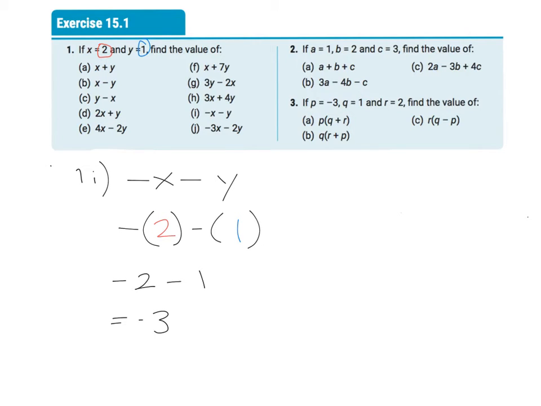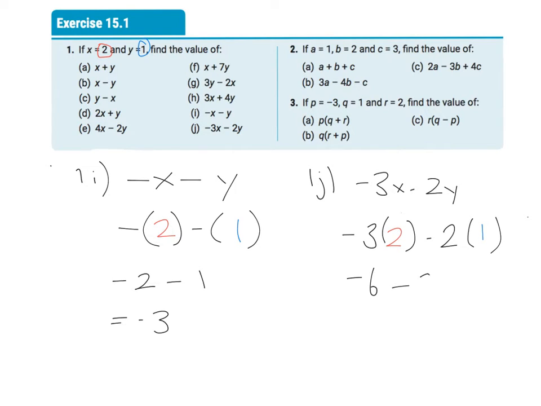So you might need to use your calculator there, double check. J, minus 3x minus 2y, minus 3, open bracket, minus 2, open bracket, filling in 1 for y, 2 for x, multiply it out. Minus 3 by 2 is minus 6, minus 2 by 1, minus 2, minus 6 minus 2 is going to give us minus 8.